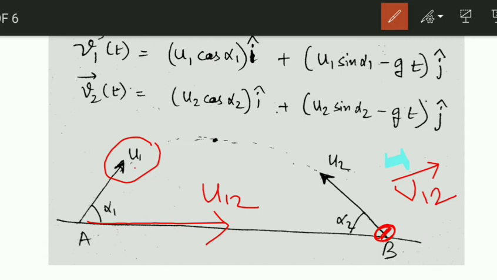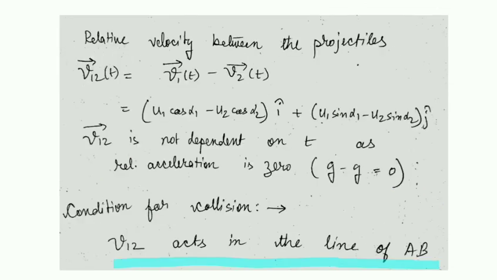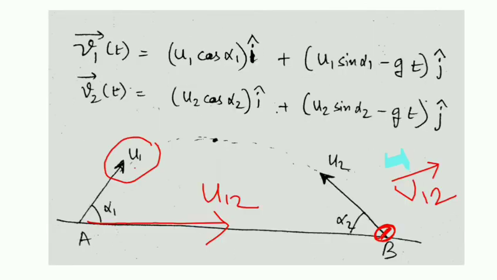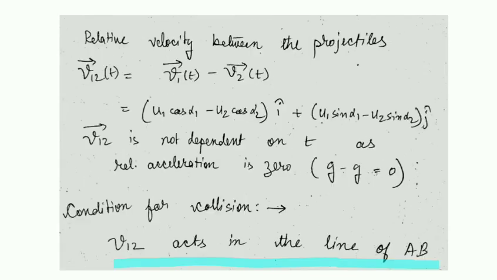And also it should approach B. It is not that they are in the same line but they are moving away from each other. They should approach each other and the relative velocity should lie on the same line of that of AB. So this is the condition. V12 must act in the line of AB for the collision to take place.